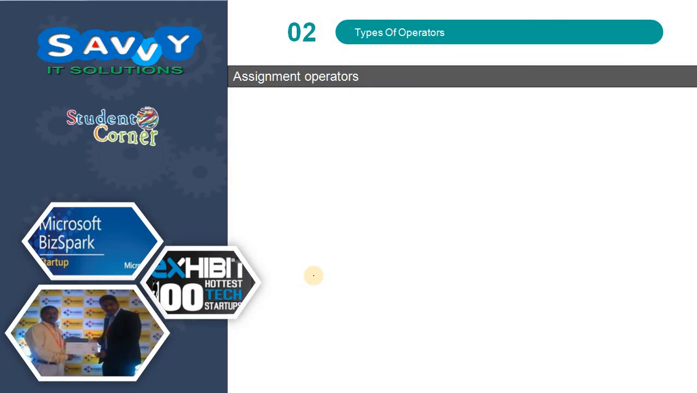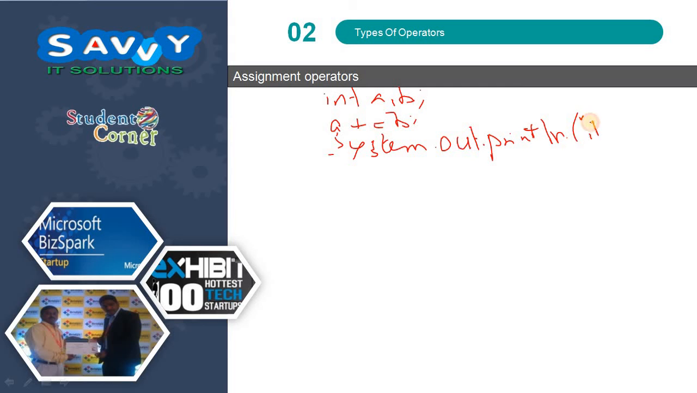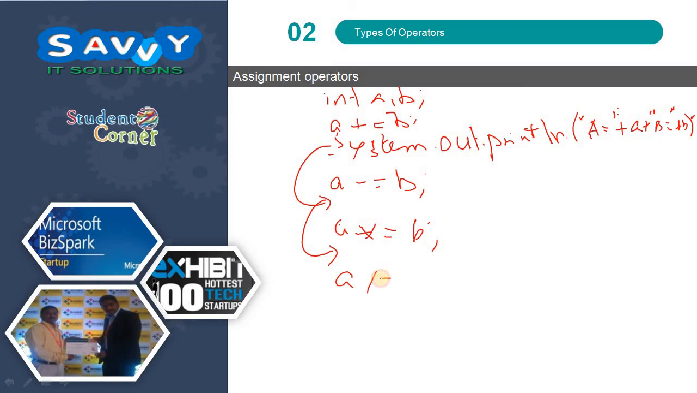So when coming to the program, simply int a, b, and a plus is equal to b, and we need to print the values of a and b. Same statement is repeated: a minus is equal to b, a into is equal to b, a division is equal to b, and again System.out.println of a and b. Similarly a mod is equal to b, and we need to print. So you will get the output.